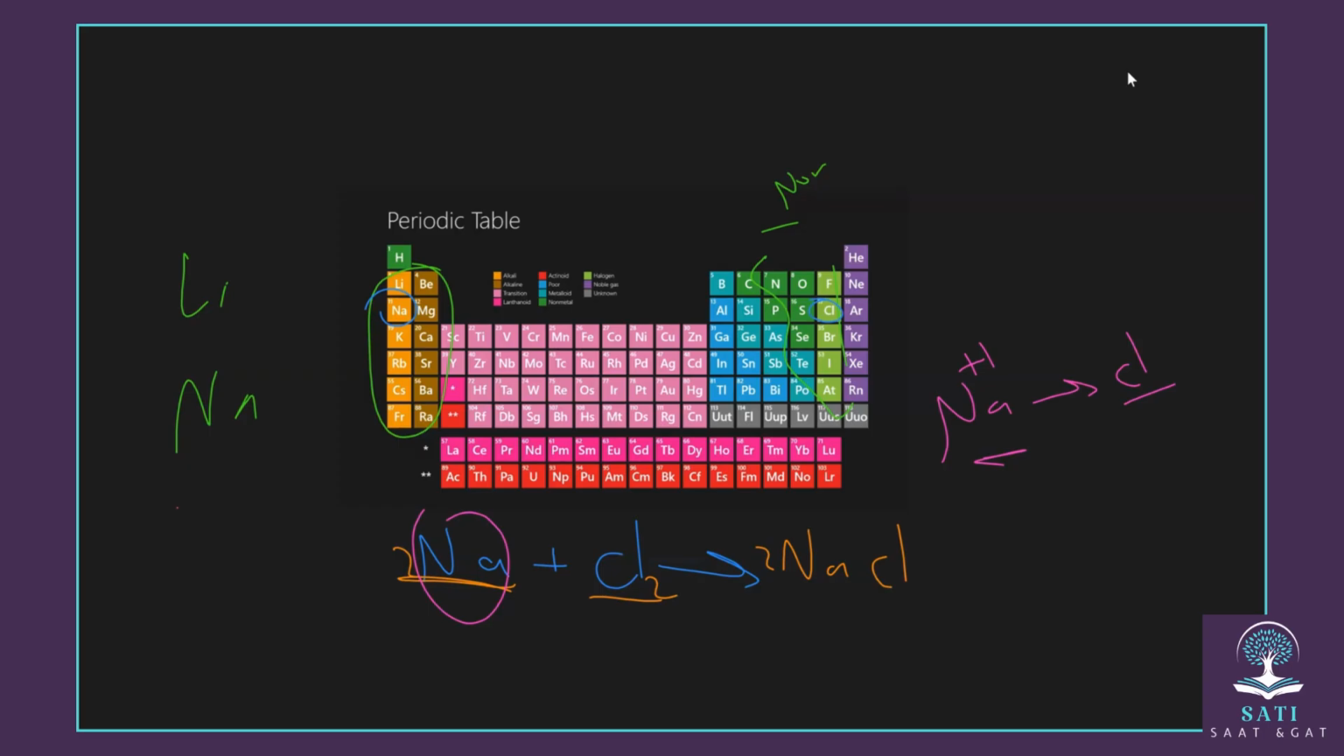So the charge of electrons will be more by one. So it is going to be what? Negative. That means here negative. That means there is one negative electron more than the number of protons.